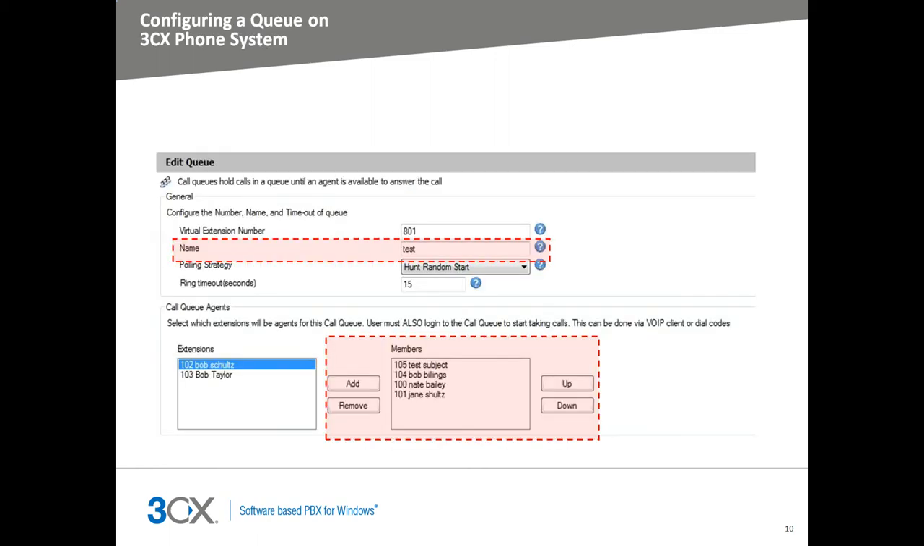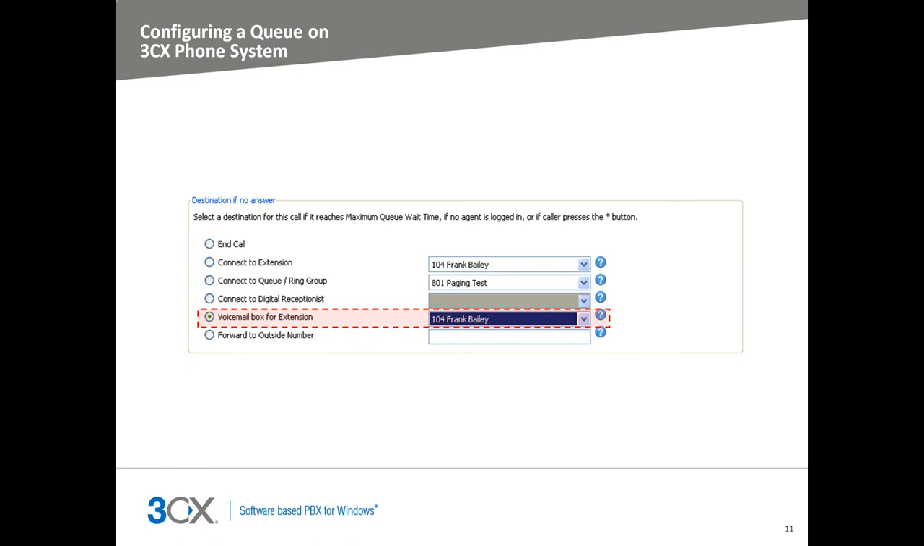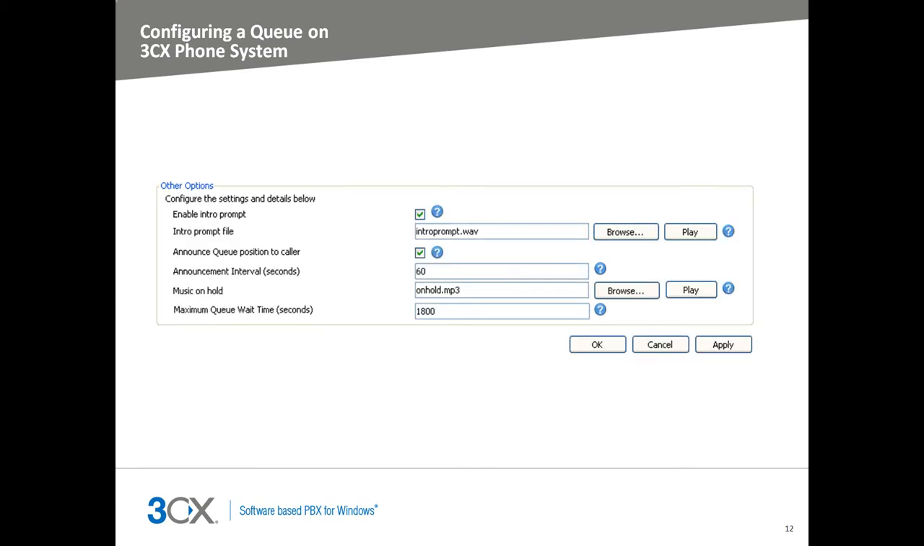Select the Add Call Queue menu option, assign a name to the queue, and add agents to service the queue. Next, select where to forward the call if the caller is in the queue for longer than the maximum wait time. Default is 1800 seconds. Now, upload the introduction prompt and optionally also the music on hold file for this queue, and select whether to announce to the caller his position in the queue.